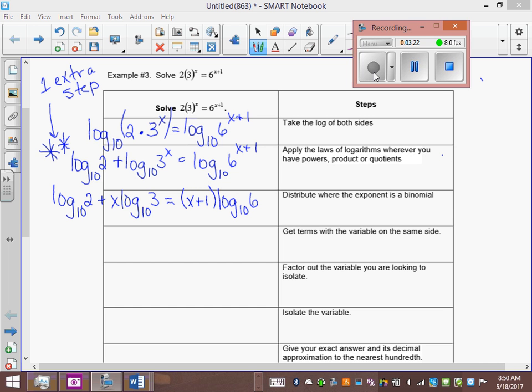If you're someone who will never write those numbers as the base, then you can drop the 10s off. You don't have to write the 10s. I'm doing the 10s because I know how many times people mess this up. Like lots, if they don't put the 10s. They drop that number down. So our next step is to distribute. Log base 10 of 2 plus x log base 10 of 3 equals x log base 10 of 6 plus 1 log base 10 of 6.